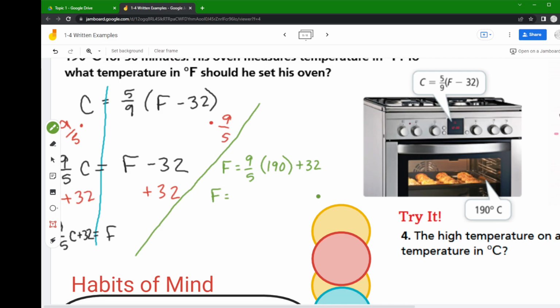Now there's a couple ways you could do this. I'm going to do what I usually do. Some people take 9 and divide it by 5, and whatever that decimal is, they multiply times 190. That's fine. I tend to divide out the fraction number first because then I'm dealing with smaller numbers that I might be able to deal with in my head.